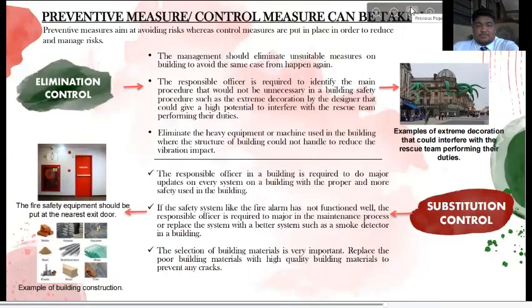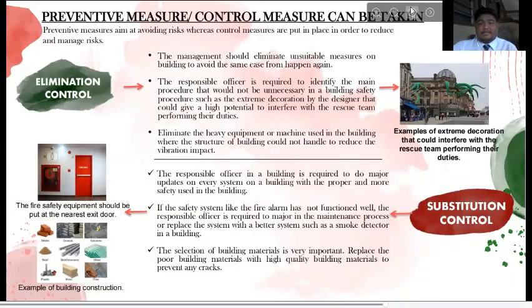For the elimination control, this elimination control refers to the management of the building. The management should eliminate the unsuitable measures on the building to avoid the same case like in the Rana Plaza incident from happening in the future. The responsible officer, such as the safety and health officer, is required to identify the main procedure that would not be necessary in a building safety procedure.